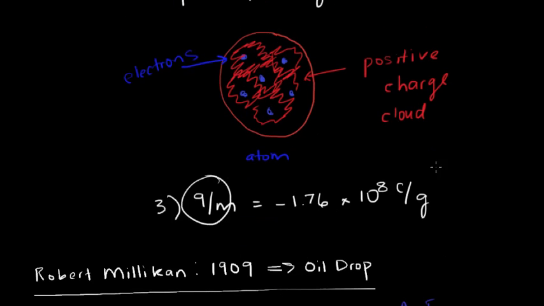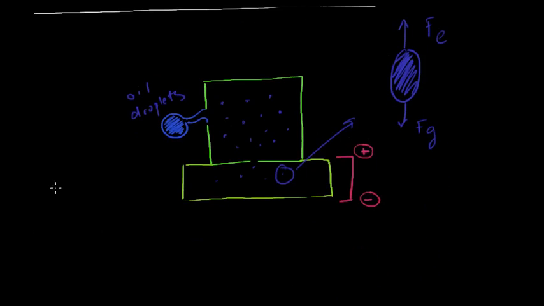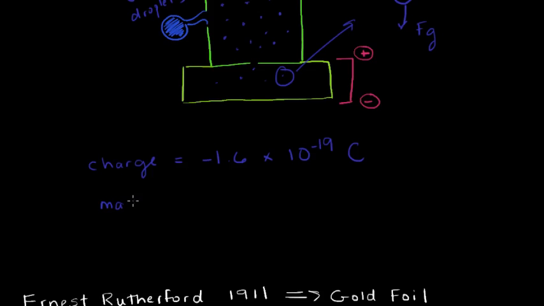Because Thompson had figured out this charge to mass ratio, and because Millikan had figured out the charge, Millikan could then use this number to figure out the actual mass of an electron. So he calculated the charge of an electron as negative 1.6 times 10 to the negative 19 coulombs, it's a very small number, and then the mass of an electron is an even smaller number. As we've seen in previous videos, it's 9.11 times 10 to the negative 31 kilograms. And these numbers are extremely, extremely useful. We still use them today in all kinds of calculations.